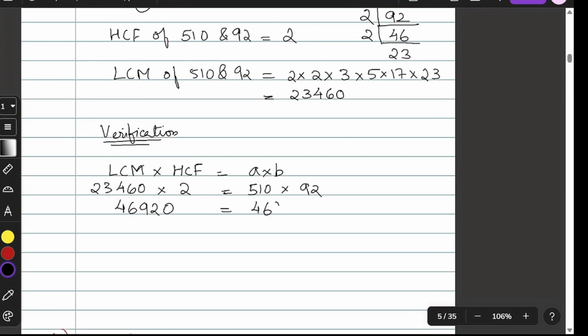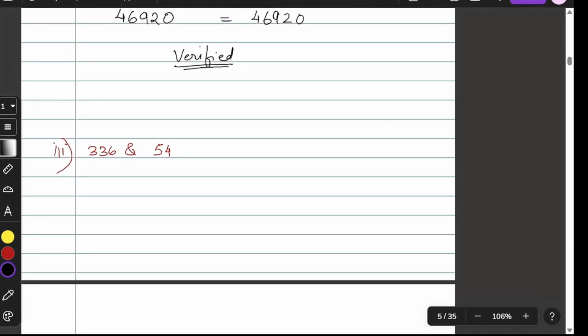Look, both the values become the same. 23,460 when multiplied by 2 gives 46,920, and when I multiply 510 into 92, I also get 46,920. So hence we can write it's verified. Right? Clear? Similarly, if I am going with 336 and 54, what do I have to do here?